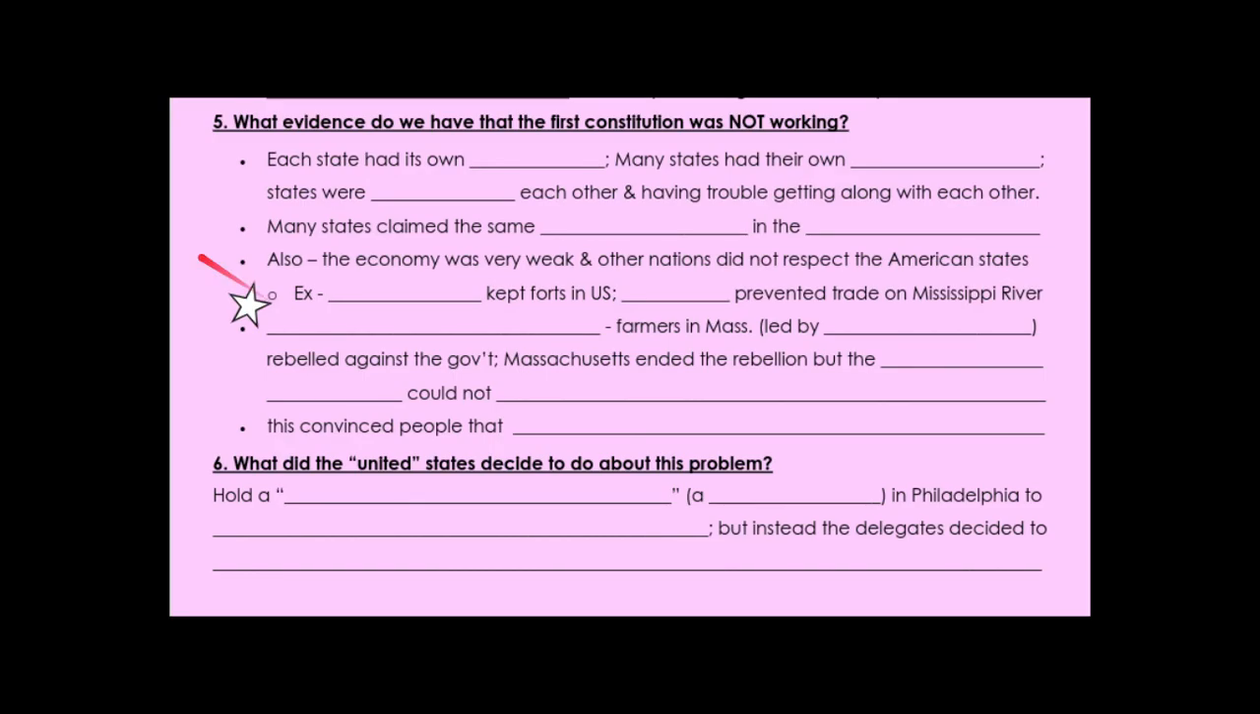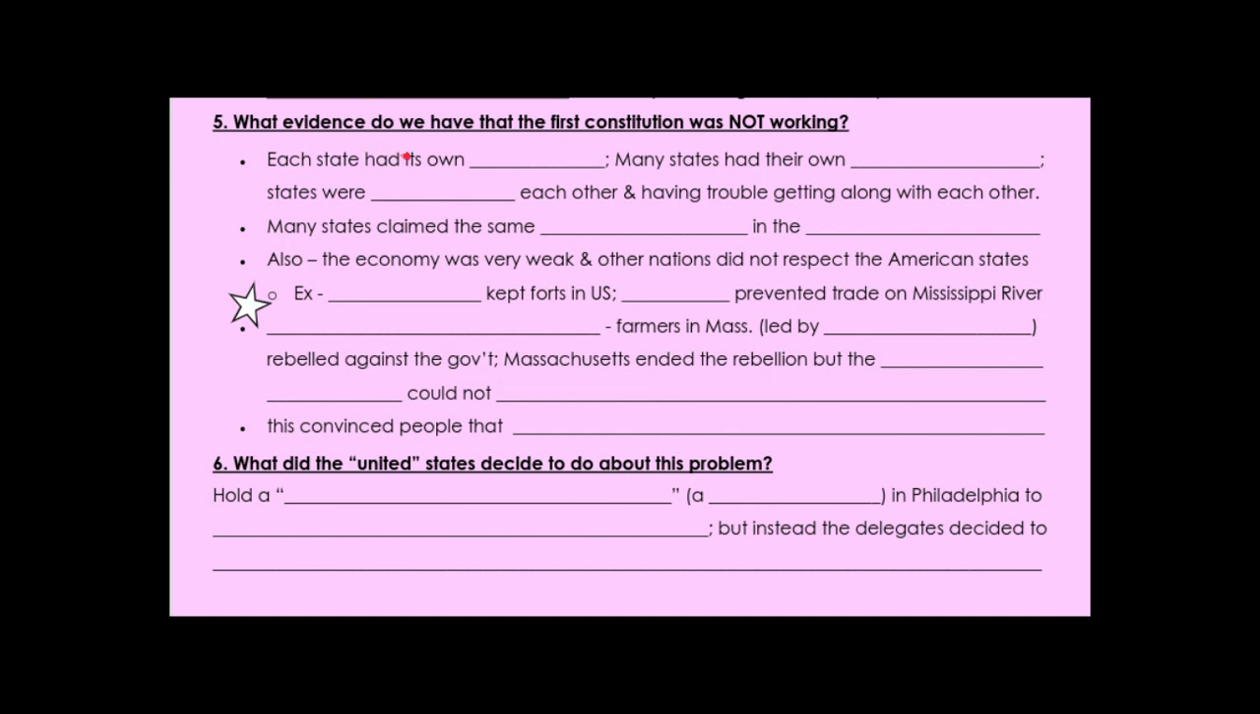Number 5, right here. That's where we're on the notes now. We should have the first half filled in. My time's ticking away. Hopefully I haven't been too long. I forgot to set my timer. I'm sorry, but I'm going to talk fast. What evidence do we have that our first Constitution was not working? Again, I'm not going to discuss it a lot. I'm going to discuss it more in school, but give you the straight answers now to fill it in.